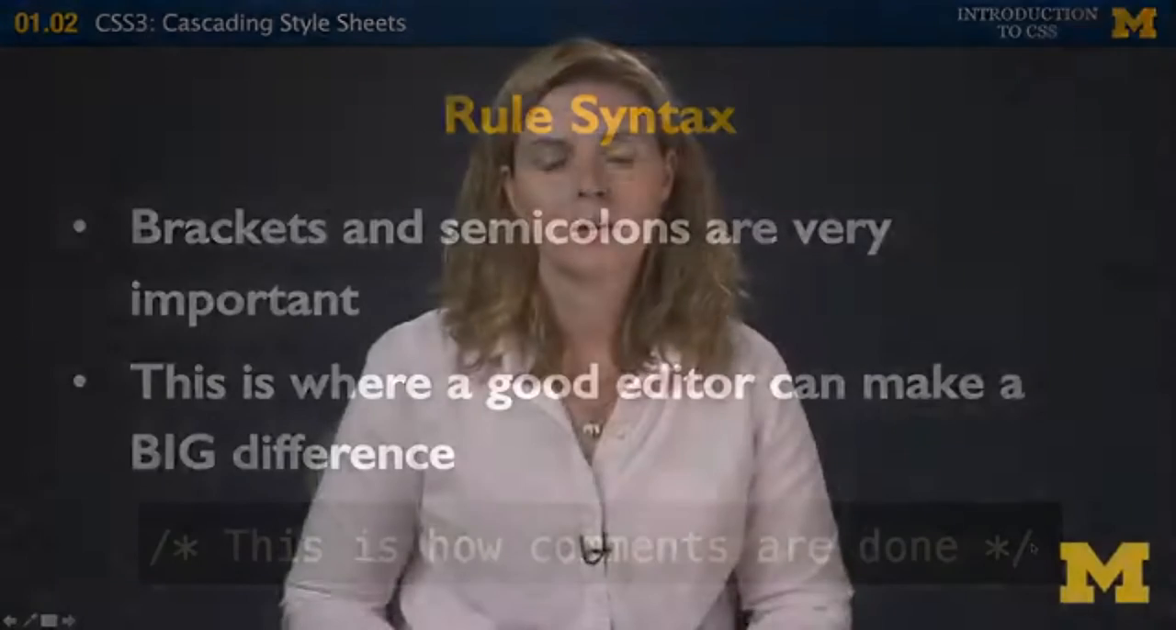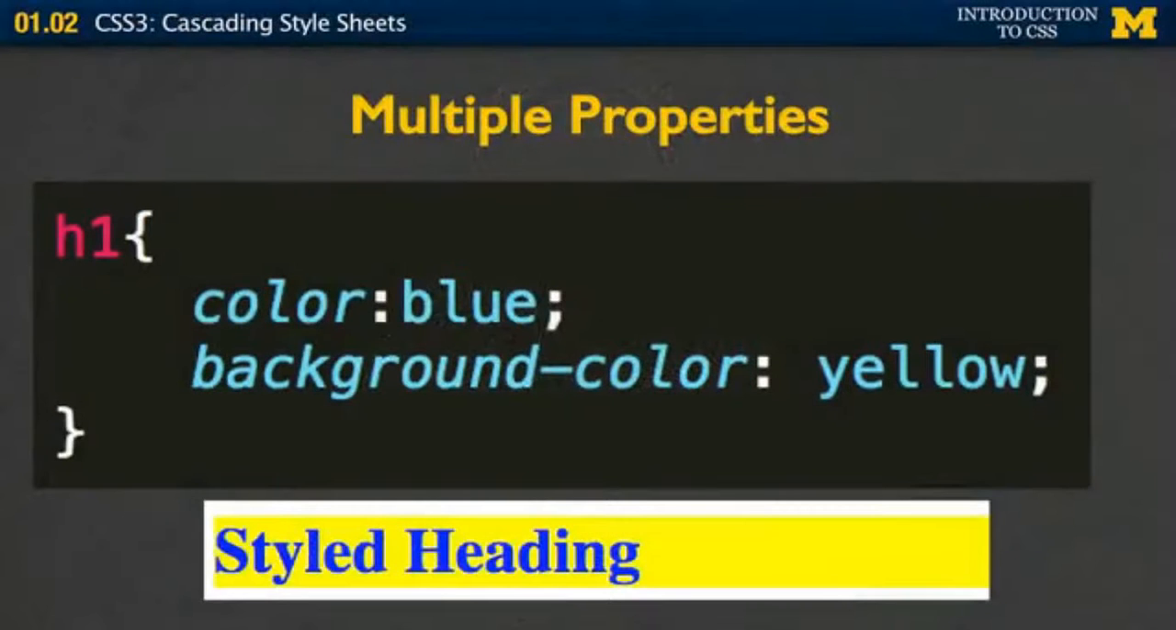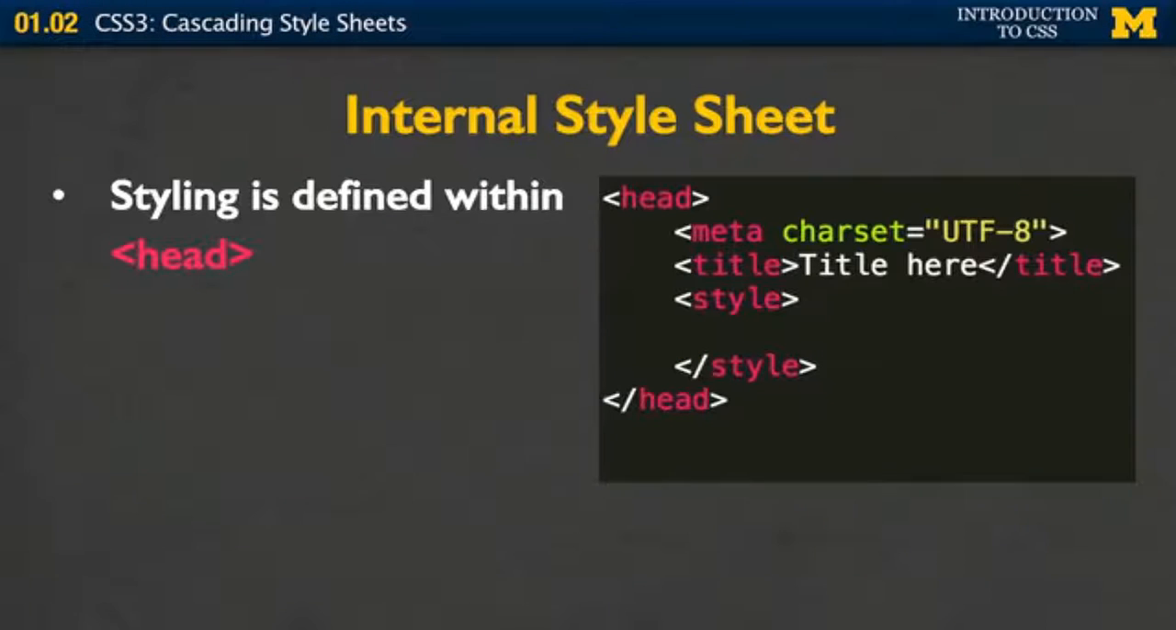So what happens if you want to do more than just one property? What if instead of saying just you want the color to be blue, you also want the background color to be yellow? Well, no problem. You can have as many property value combinations as you want. You just need to remember to separate them with semicolons. So in this case, again, I've set the color to blue and the background color to yellow.